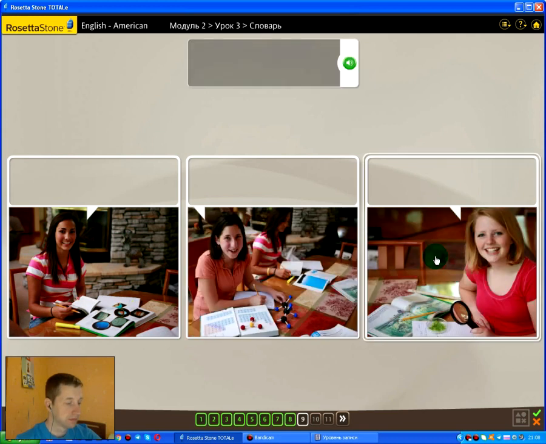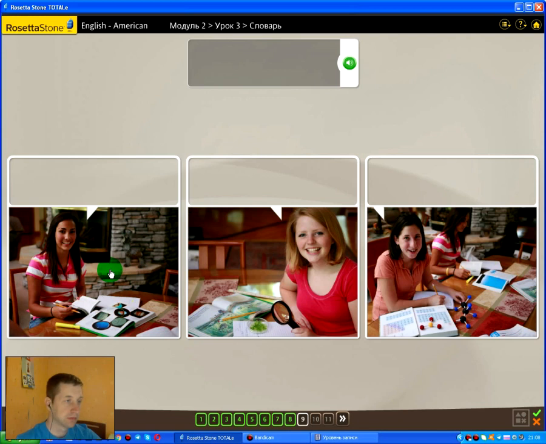I'm studying for my astronomy class. Я готовлюсь к уроку астрономии. I'm studying for my biology class. Я готовлюсь к уроку биологии.